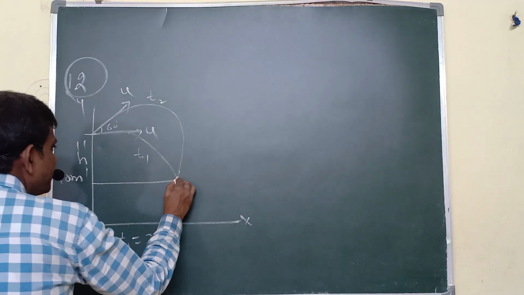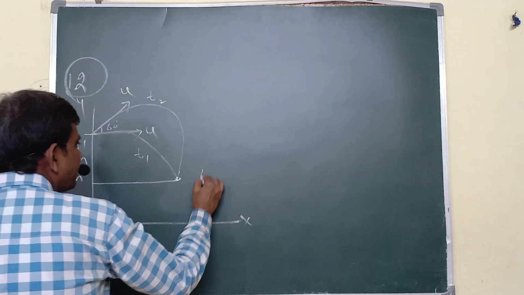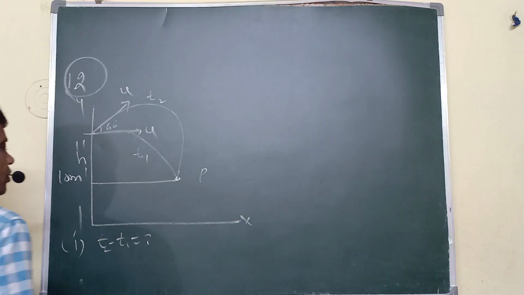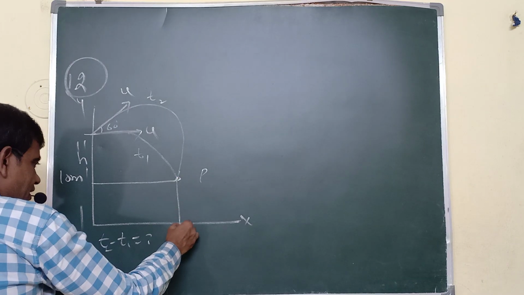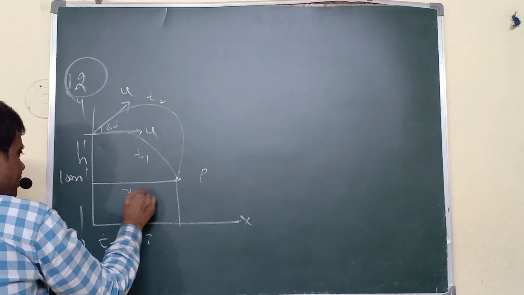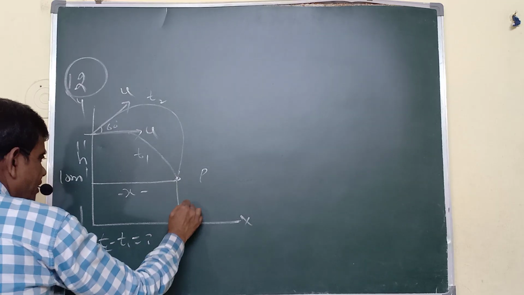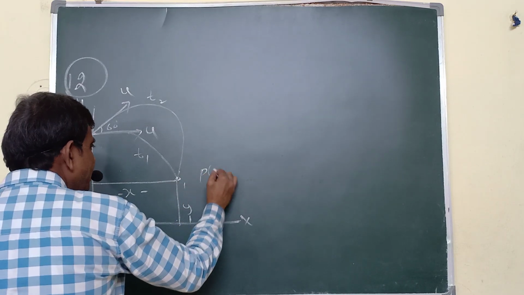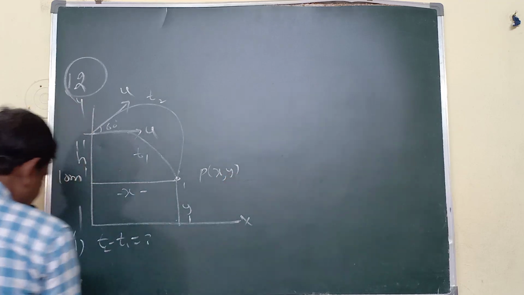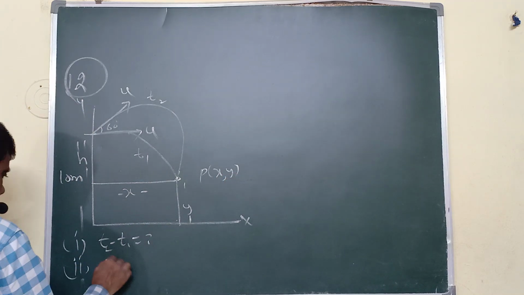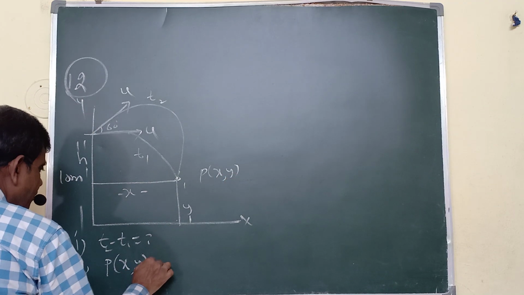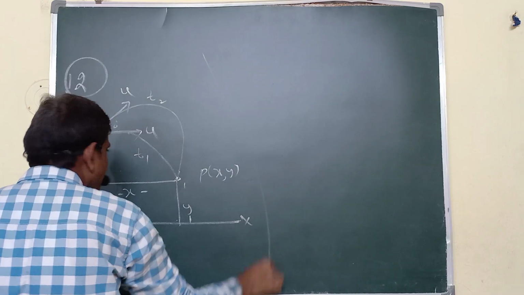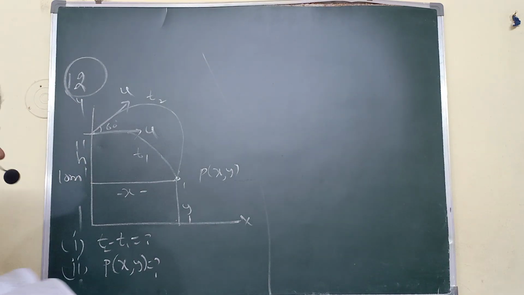Next question: in this coordinate system, where they collide, that point I am taking as P. This belongs to the x coordinate, this belongs to the y coordinate. What is the point P, where the colliding point is? P (x, y). The second thing is we are finding x, y. So this is the total information belonging to this question.